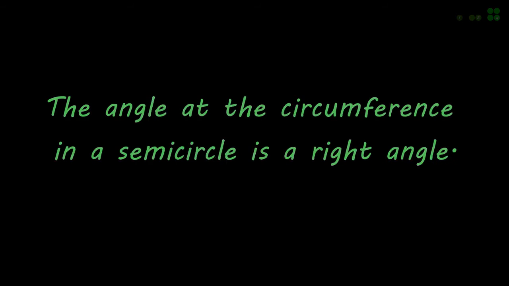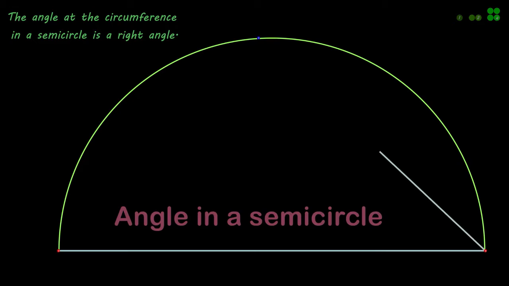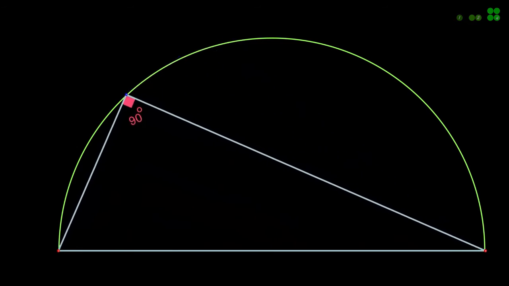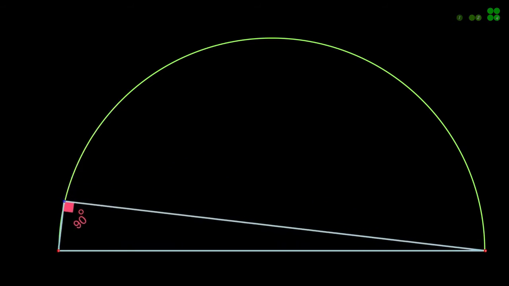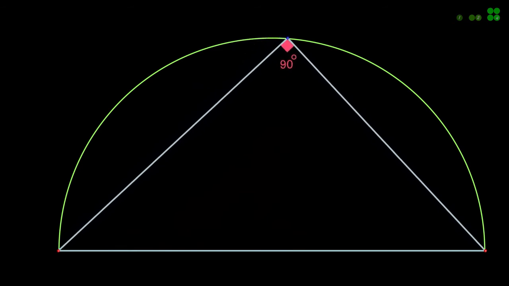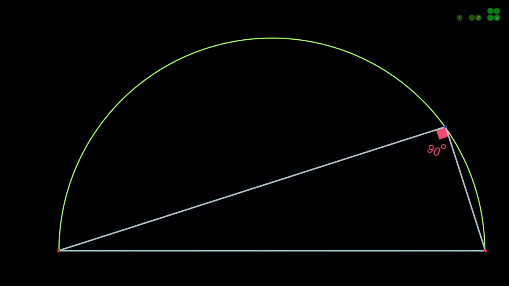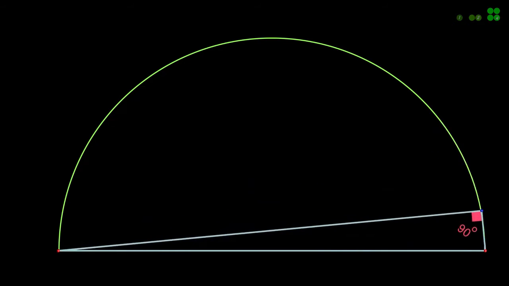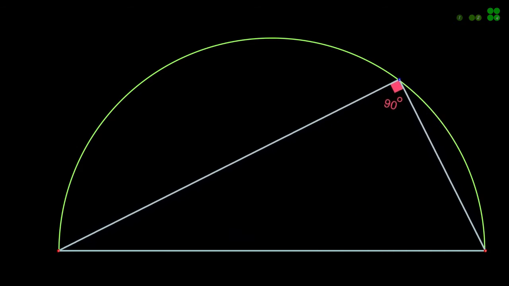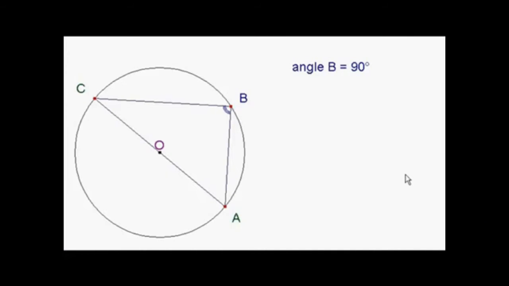The angle at the circumference, in a semicircle, is a right angle. This clip is demonstrating another rule about angles inside circles.